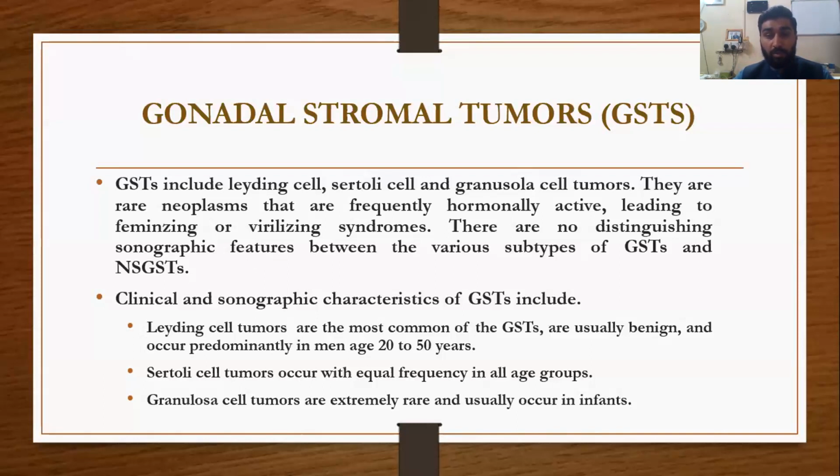tumors, are usually benign, and occur predominantly in men aged 20 to 50 years. Sertoli cell tumors occur with equal frequency in all age groups. Granulosa cell tumors are extremely rare.